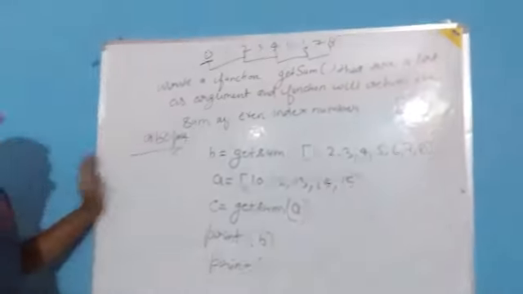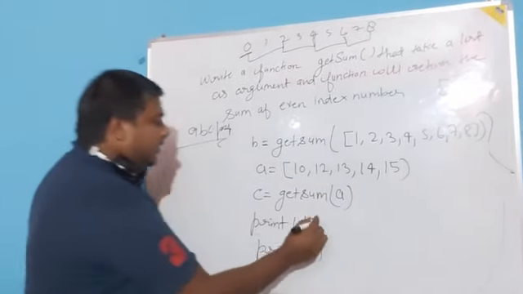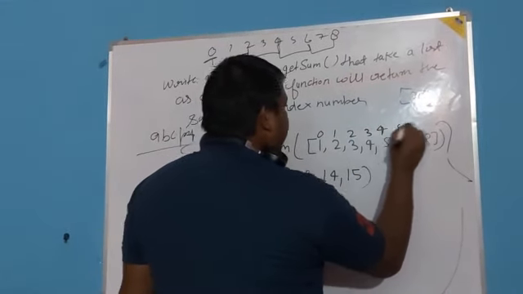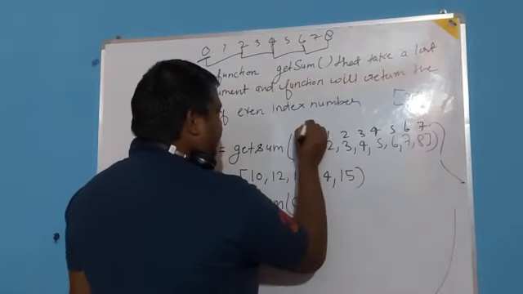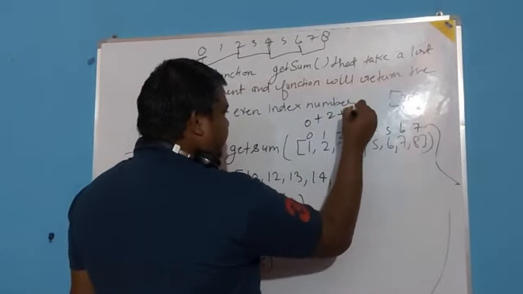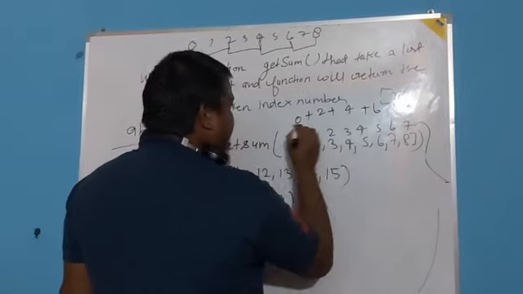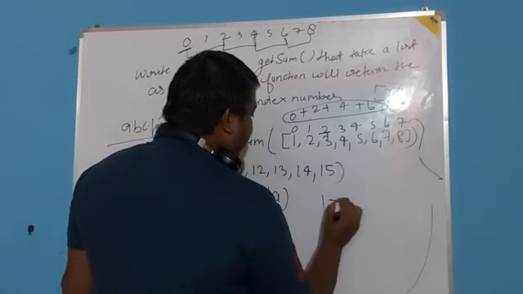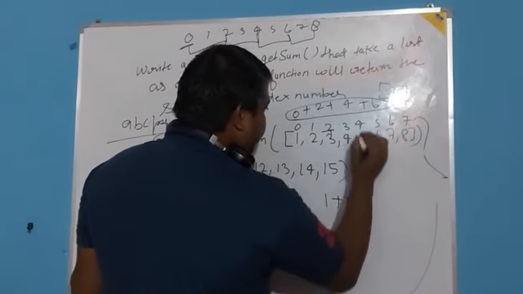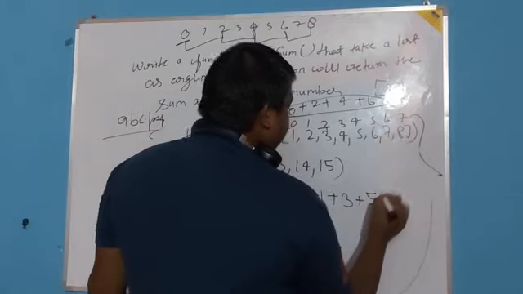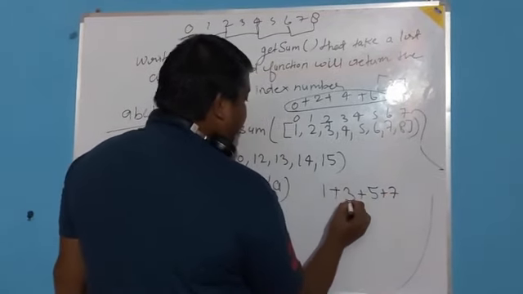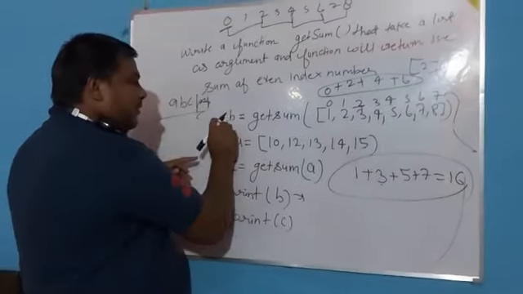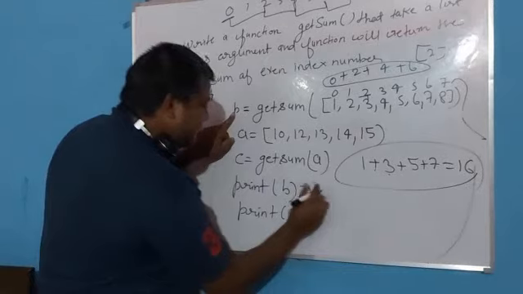Look here, for b the indexes are 0, 1, 2, 3, 4, 5, 6, 7. Even index means 0, 2, 4, 6. What is the value at index 0? 1. What is the value at the second index? 3. At the fourth index? 5. At the sixth index? 7. So 1 plus 3 plus 5 plus 7, the output for b will be 16. It will display 16.